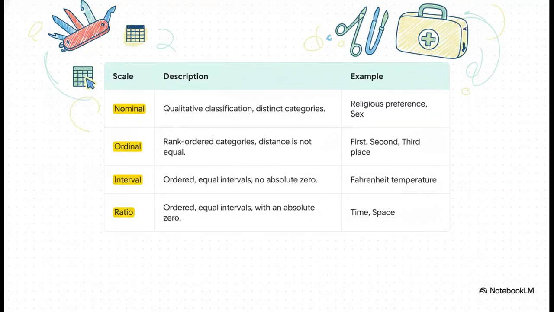So here's the crucial point. Knowing your data's level tells you what you can do with it, and just as important, what you can't do with it. For example, you can't calculate a meaningful average of different religious preferences, right? And you can't say that 80 degrees Fahrenheit is twice as hot as 40 degrees because that scale doesn't have a true zero. Getting these distinctions down is step one.